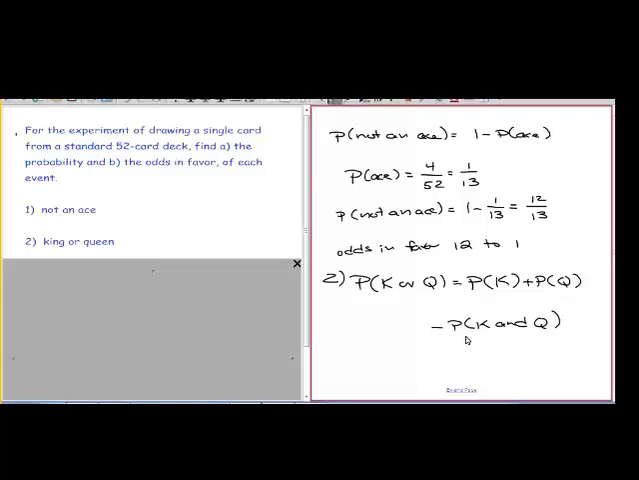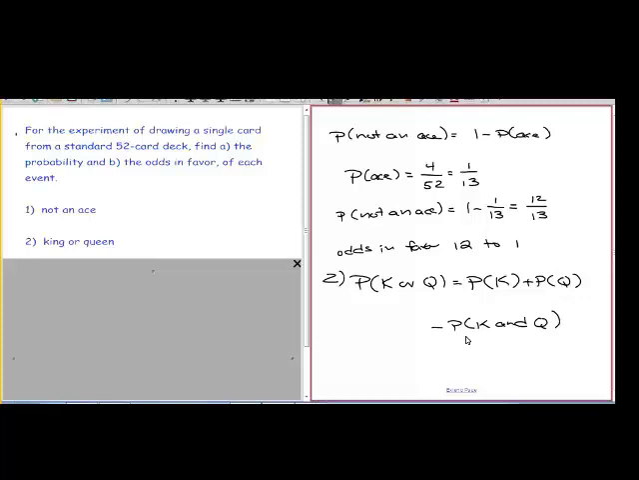So in this case, you can't pick a card and it be both a king and a queen. You can pick a 2. A 2 could be a spade, it could be any one of the 4 suits. But in this case, these are different cards.